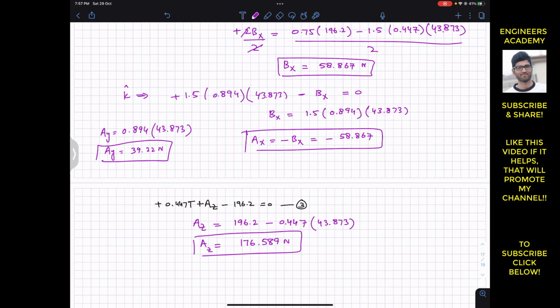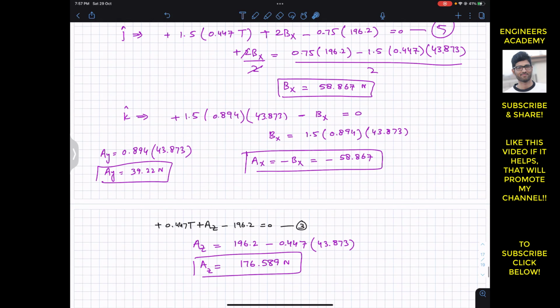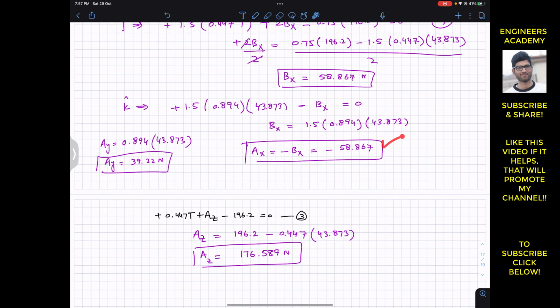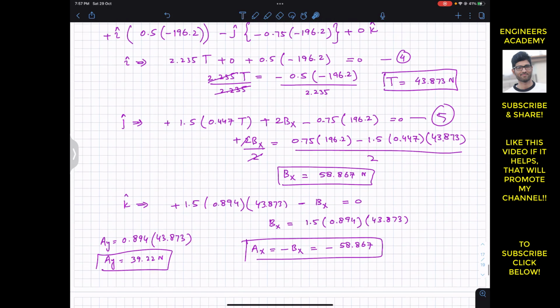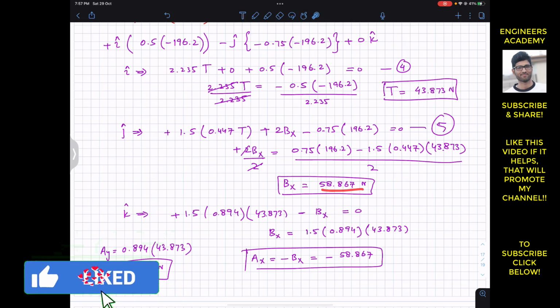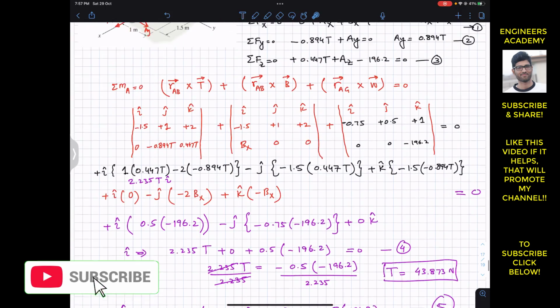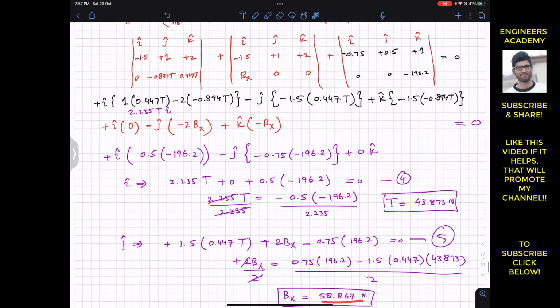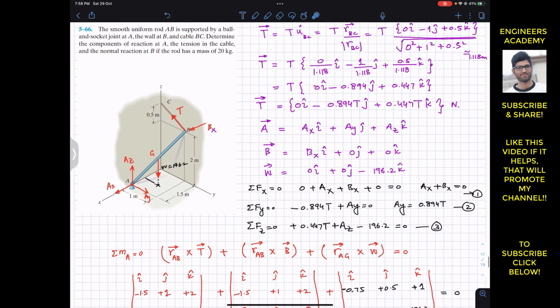So we have determined all the support reactions at A at the ball and socket. Ax magnitude is 58.867, Ay is 39.22, and Az is 176.589. The wall is applying a normal force of 58.867, and the tension in the cable is 43.873. So this is the solution of this particular problem.